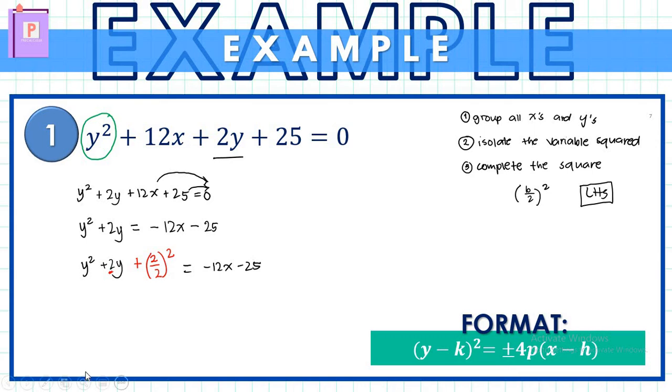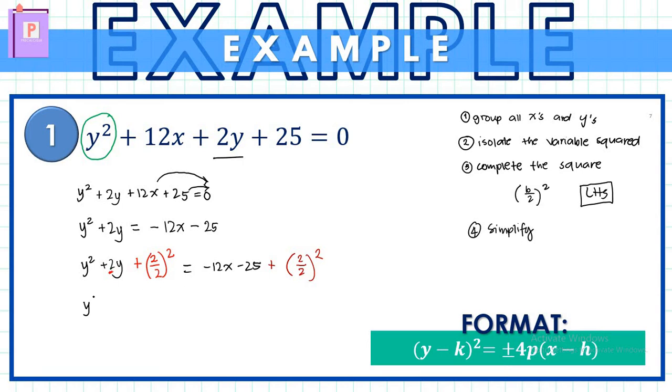And again, since we are talking about an equation, whatever we add to the left-hand side of the equation, we also add to the right-hand side so that it will still be equal. So we add b over 2 squared, which is represented by 2 over 2 squared. After that, the next step is to simplify. So after you complete the square, we just need to simplify the equation.